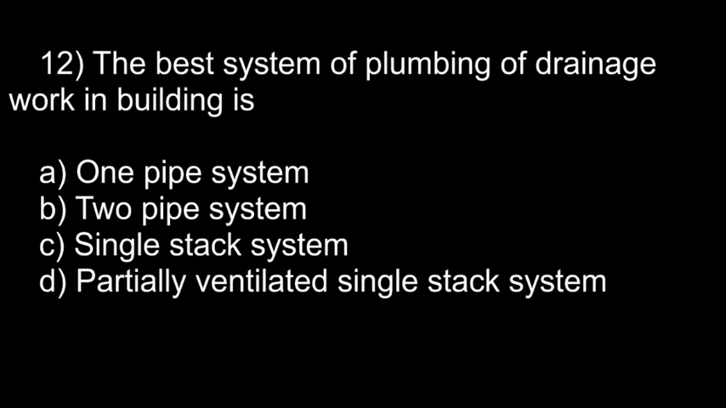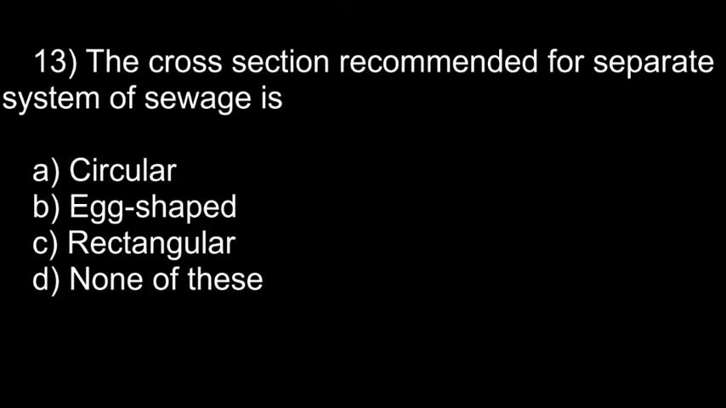The next system is two pipe system. The system in which two pipes are provided, one for collecting the unfouled water from the kitchens, bathrooms, house washings, rainwater, etc. and the other for collecting soil waste is called two pipe system. The system is mostly used in India and it is the best system of plumbing of drainage work in building. Now next question. The cross section recommended for separate system of sewage is option A, circular, option B, egg shaped, option C, rectangular, option D, none of these.